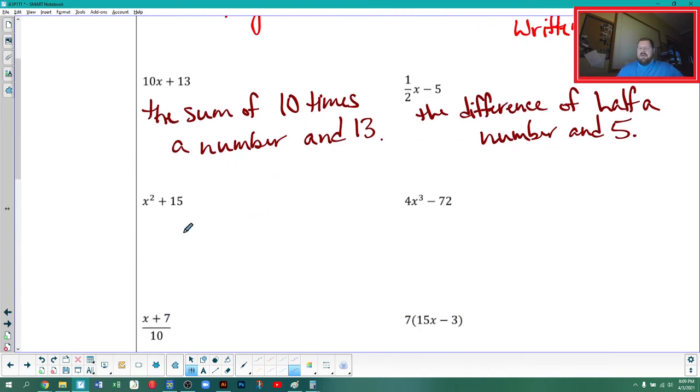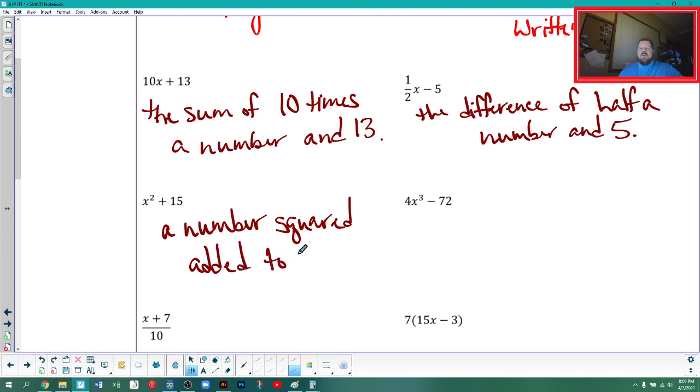And I use these ones quite a bit, right? Even on this next one, I would say the sum of, well, let's be more creative. I would typically say that, but let's try to be more creative. And it might even be quicker in our more creativity here. Let's say that we have a number squared. That means raising to the second power. Added to 15. That's not a bad answer.